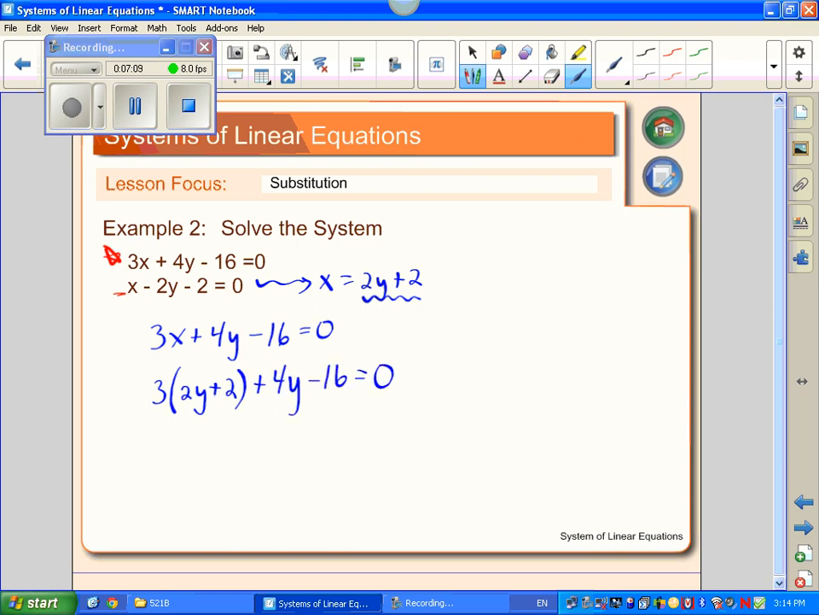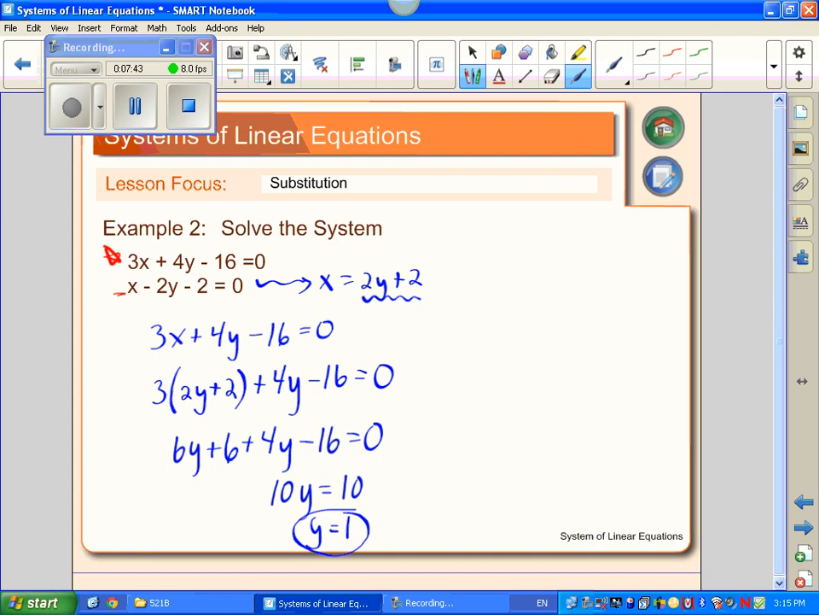Be careful with your details. Just make sure that you take your time and be careful to make sure you're doing your substitution correctly, putting in your parentheses. Expanding here, distributing through the bracket, we have 6y plus 6 plus 4y minus 16 equals 0. I get 10y is equal to 10, so y is equal to 1.